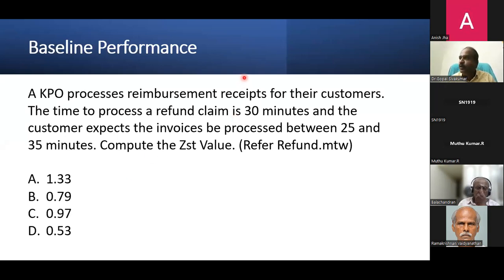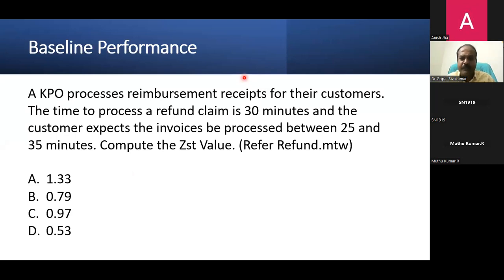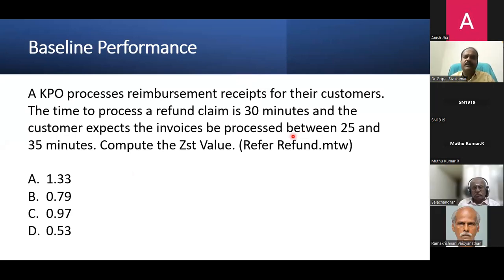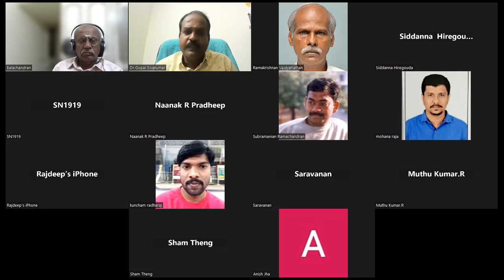Now, a KPO processes reimbursement receipts for their customer. The time to process a refund claim is 30 minutes and the customer expects the invoices to be processed between 25 and 35 minutes. Every time a claim is made, the task must be completed between 25 minutes and 35 minutes. So this is the expectation the customer has given and you have to compute the EZST, and the data file is also given: Refund. And now I will take you to the 30 minutes.